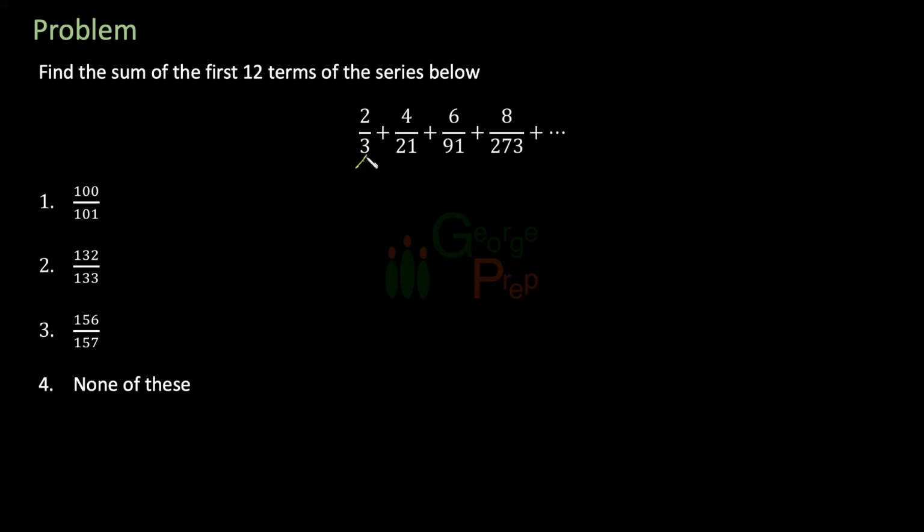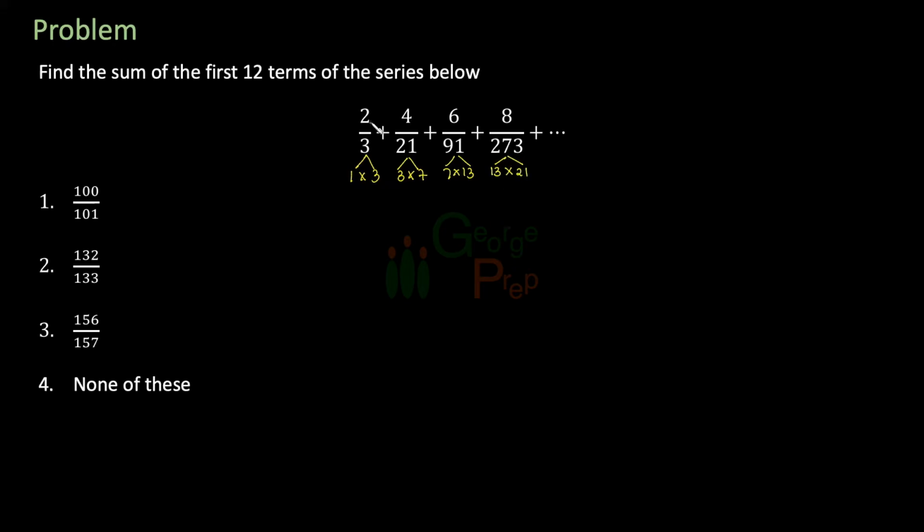Let's look at 3. I can write 3 as 1 into 3, and 21. Now for 21, I can use this 3 again and write it as 3 into 7. For 91, I can use a 7 again and write it as 7 into 13. For this, I can use a 13 again and write it as 13 into 21, right?